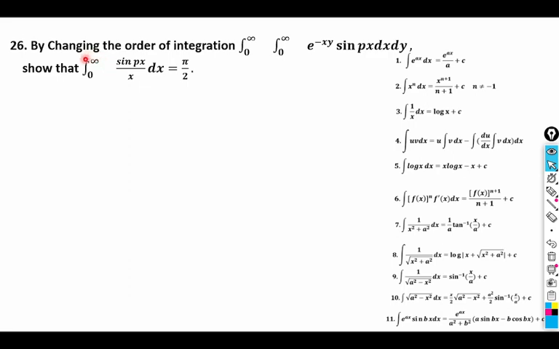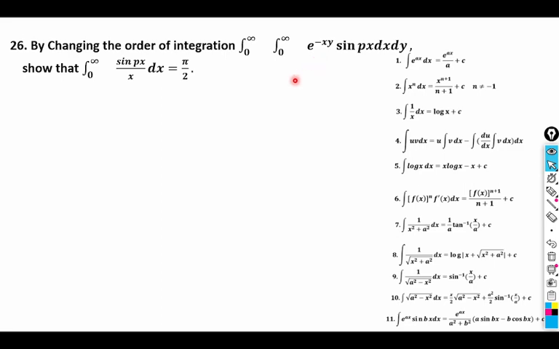This is one special example. It requires one special formula of integration from the prerequisite, the 11th formula. This 11th formula is required here because the integrand is in that form. You'll observe the integral of e raised to ax into sine bx is e raised to ax upon a square plus b square, times a sine bx minus b cos bx. That formula fits this integrand, so we can use it here.